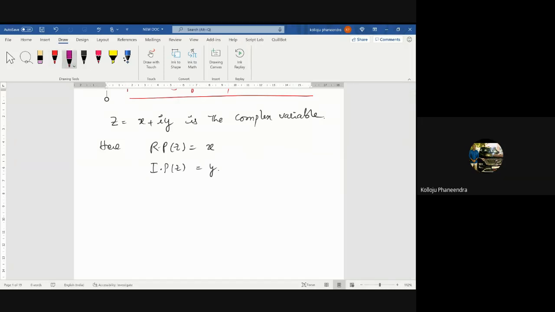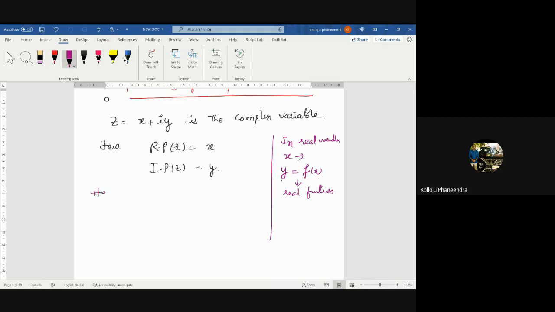See, in real variables, not complex. Okay, in real variables, x is the variable, and y is a function of x. If I write y equal to f of x, y equal to f of x is a real function. That means y is a function of x, is a real function. Y equal to sine x, y equal to e power x, like that.